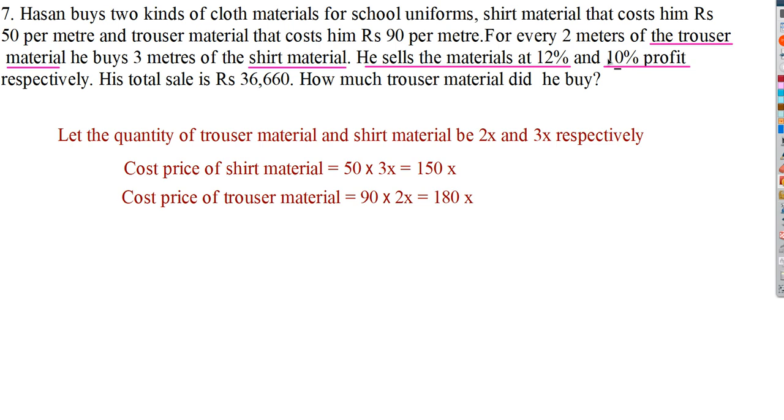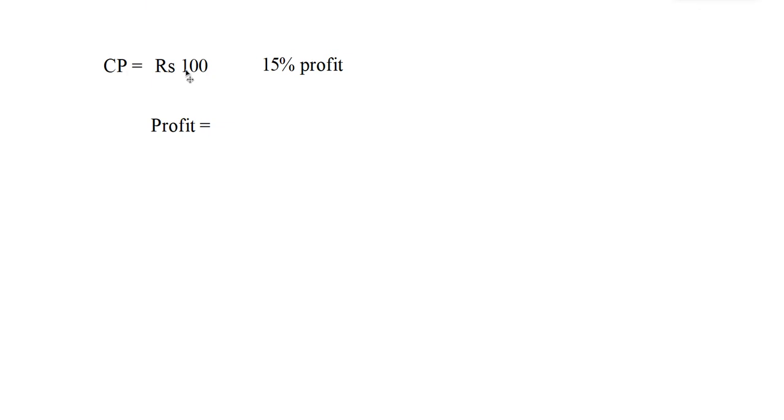Now if the percentage is given, how do you find the selling price? Suppose the cost price is equal to 100 rupees for some item and it is sold at 15% profit. Now how do you find what amount is the profit? Yes, you have to find 15 percent of 100. That is 100 into 15 by 100. That is, 100 cancelled, so 15 is the answer.